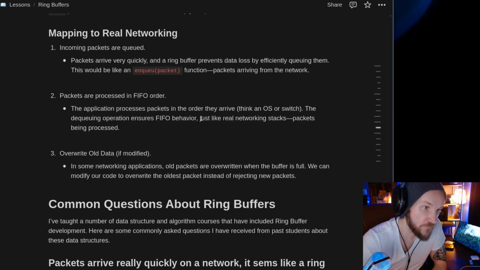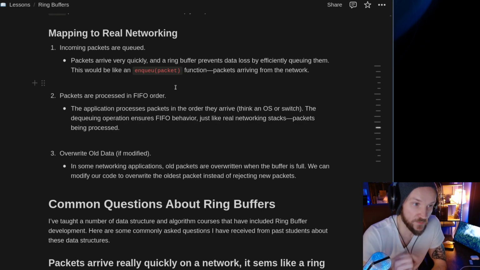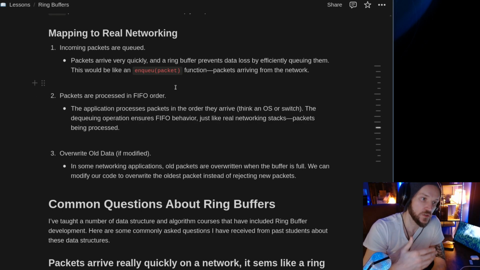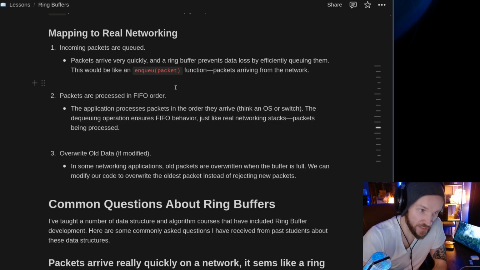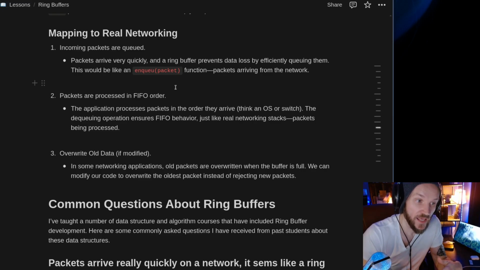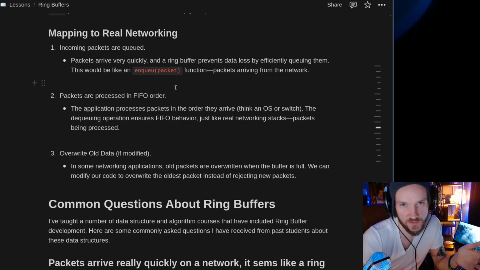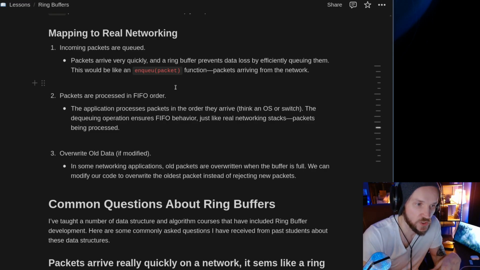So mapping this to real-world networking, incoming packets are queued. Packets arrive very quickly, and a ring buffer prevents data loss by efficiently queuing them. This would be like an enqueue packet function, so packets arriving from the network. And then the packets are processed in FIFO order. The application processes packets in the order they arrived. Just think of an operating system or a switch, right? The dequeuing operation ensures FIFO behavior, just like real networking stacks.